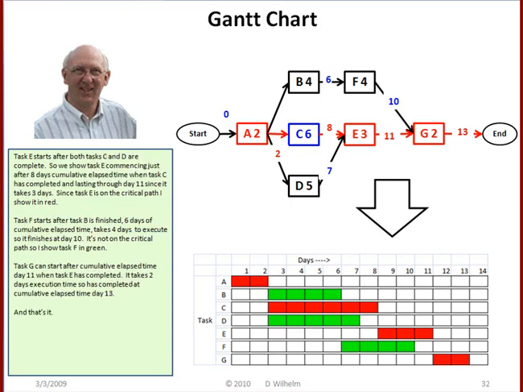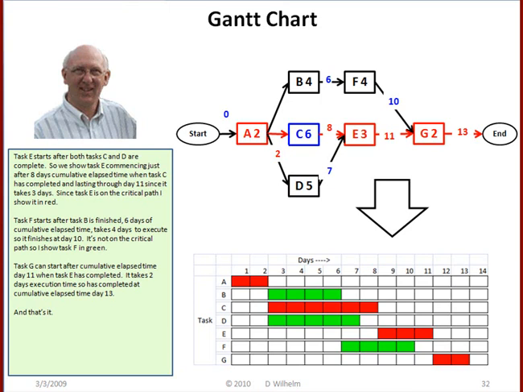Task E starts after both tasks C and D are complete. So we show Task E commencing just after 8 days cumulative elapsed time when Task C has completed, and lasting through day 11 since it takes 3 days. Since Task E is on the critical path, I show it in red.